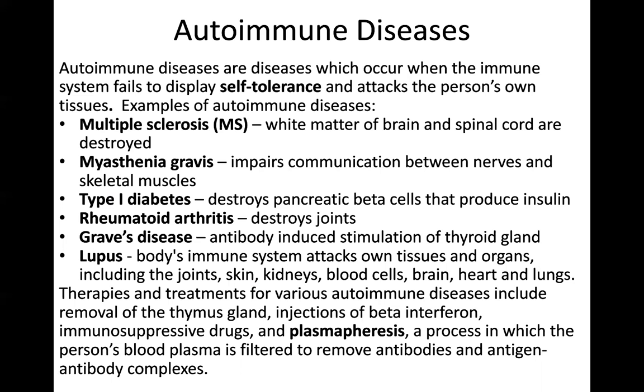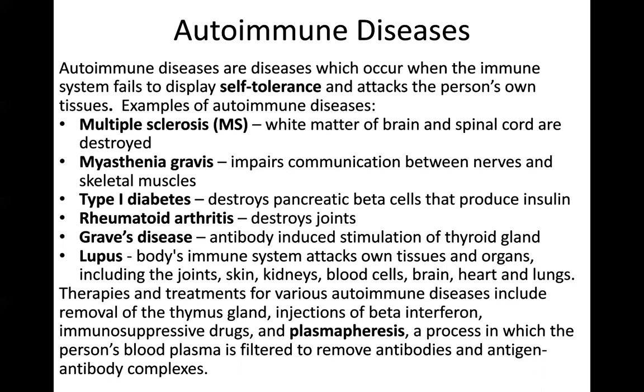Graves' disease is antibody-induced stimulation of the thyroid gland. We've actually mentioned that one before. And then lupus is where the body's immune system attacks tissues and organs, including a whole host of things: the joints, the skin, kidneys, blood cells, brain, heart, and lungs. So that's a pretty severe situation.